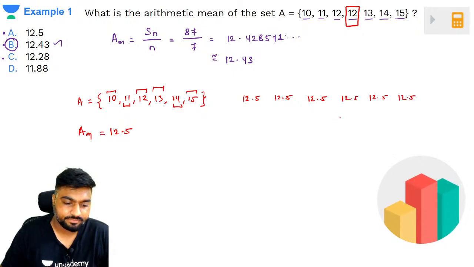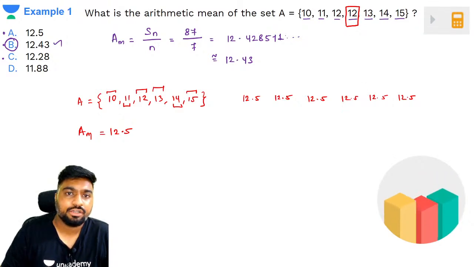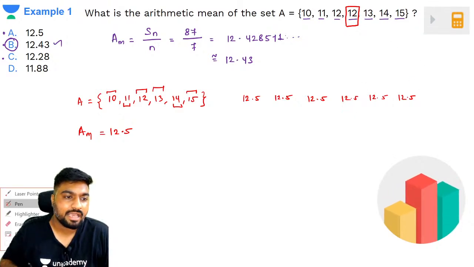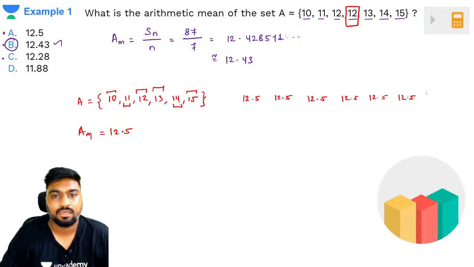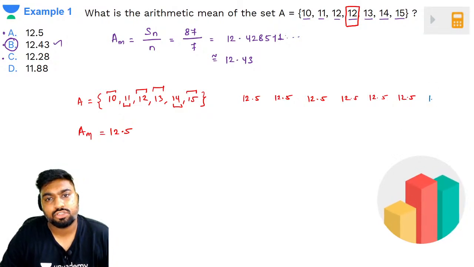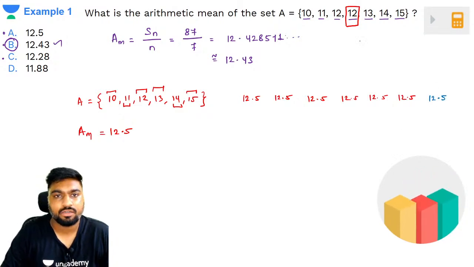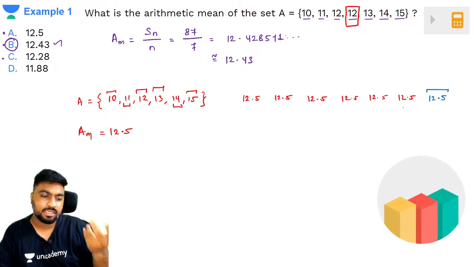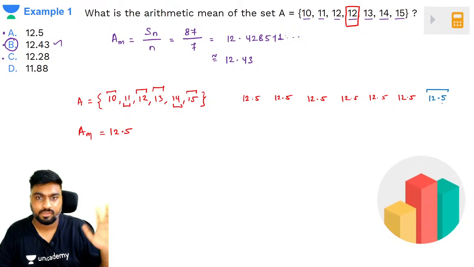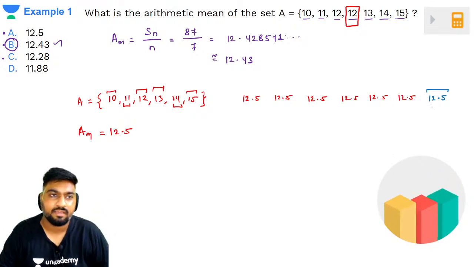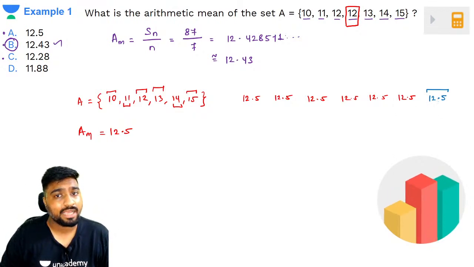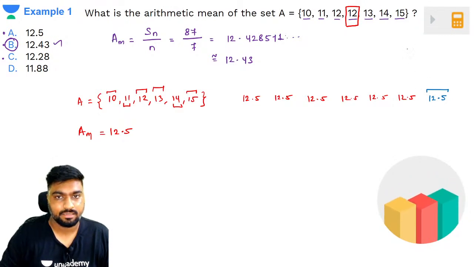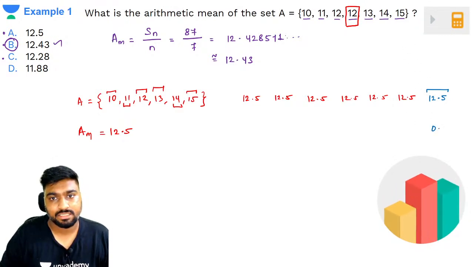Weighted average. I am introducing this 12 here. So if I had introduced 12.5 instead of 12, what would the average have been? It would have been 12.5 only. Correct? But what did I do? I introduced 12 instead.